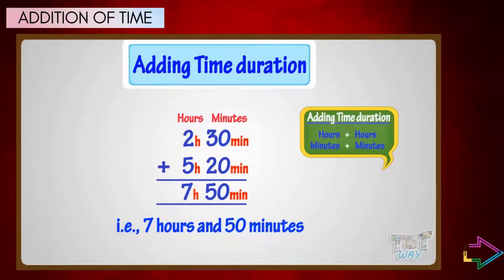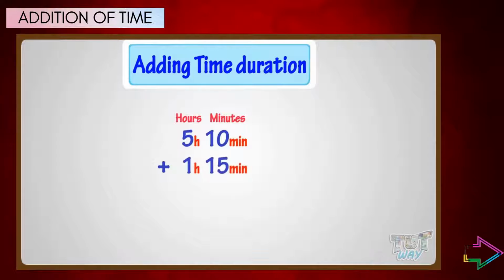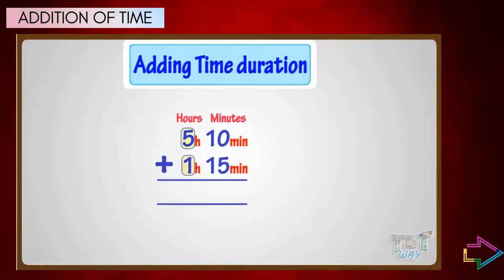Let's take another example. We have to add 5 hours, 10 minutes to 1 hour, 15 minutes. Adding hours, we get 6 hours. And adding minutes, we get 25 minutes. So our answer is 6 hours, 25 minutes.